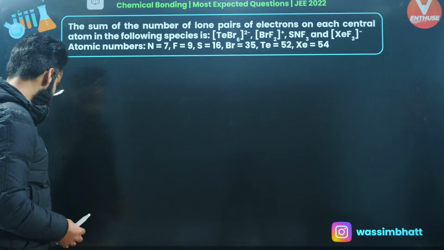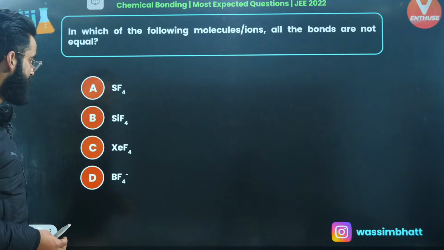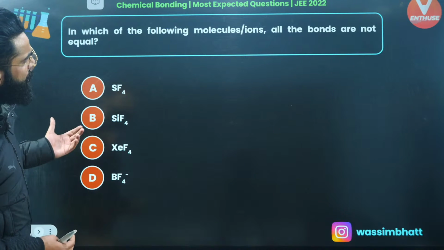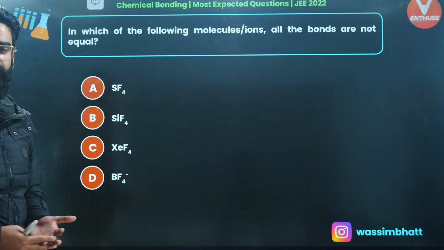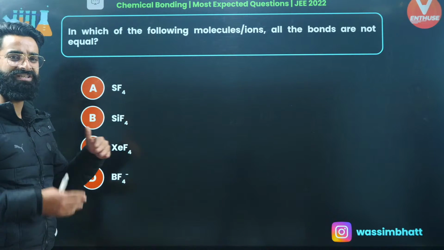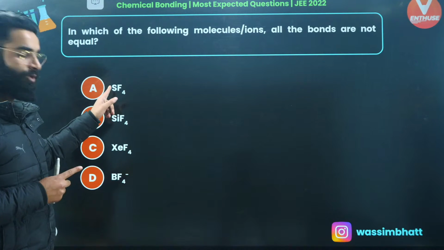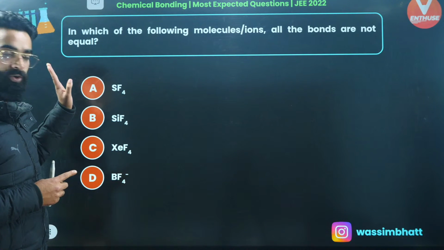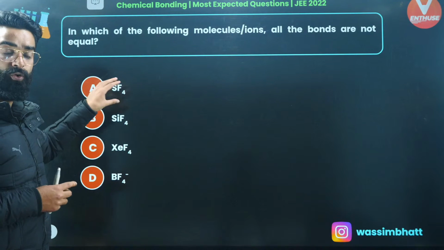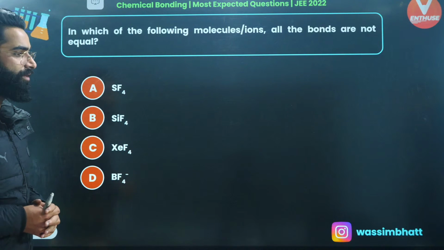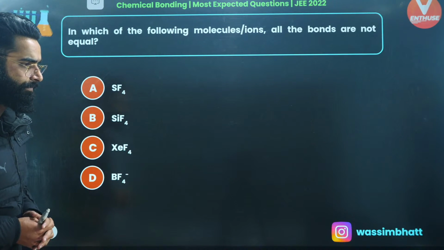You can easily solve these sort of questions and I've already shown you how to check the number of lone pairs. In which of the following molecules all the bonds are not equal? It is basically SF4, which has got the seesaw shape, where sulfur has got one lone pair, right? It is basically SF4 where all the bond lengths are not going to be the same, right?